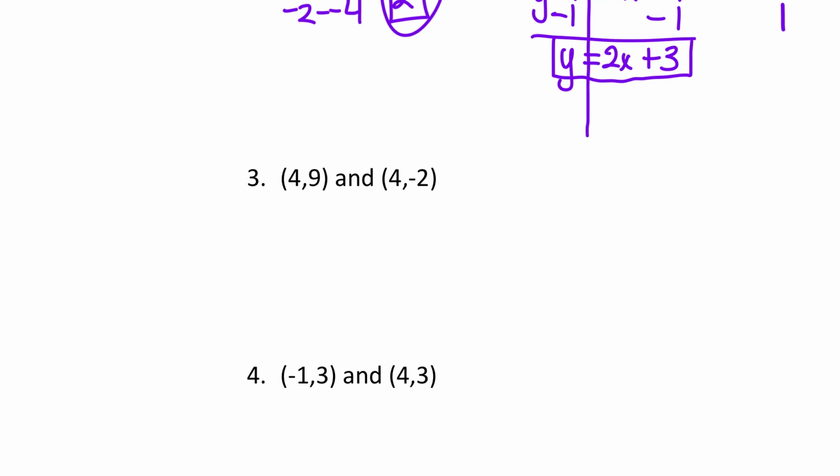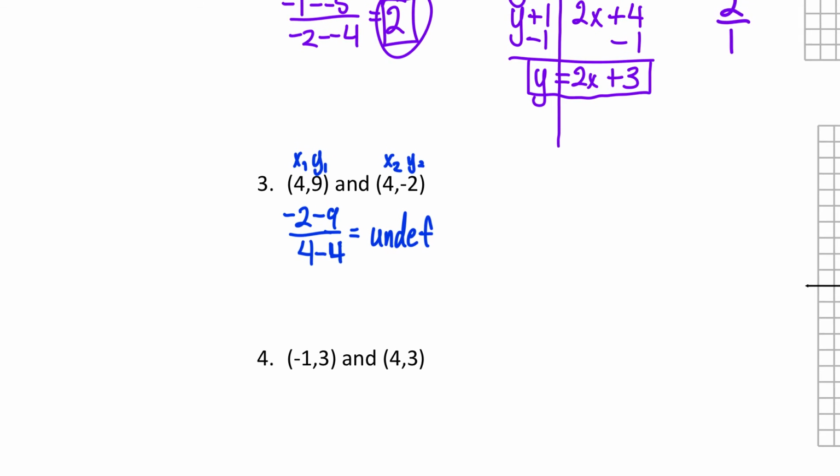Okay, number 3. So we have x1, y1, x2, y2. So it's going to be -2 minus 9 over 4 minus 4. What does that give you? It says undefined, and the reason for it is what is 4 minus 4? 0. Remember, you cannot divide by 0. 0 times anything is going to give you 0. So unless the numerator, unless the top is 0, that's the only way to get that, but in that case, it's not going to be anything anyways.